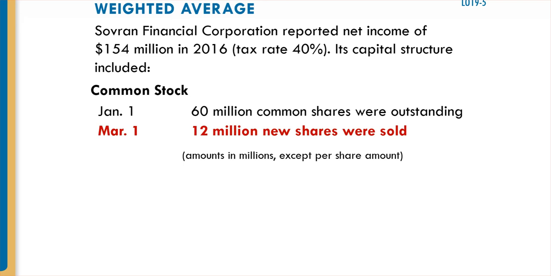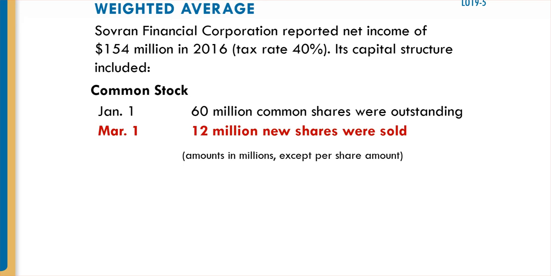So here we have Sovereign Financial Corporation having net income of 154 million, and the tax rate is 40%. This is not relevant at this point, the tax rate. It would be relevant if we were talking about things that were potentially diluted and effects on net income, because it's an after-tax effect on net income.